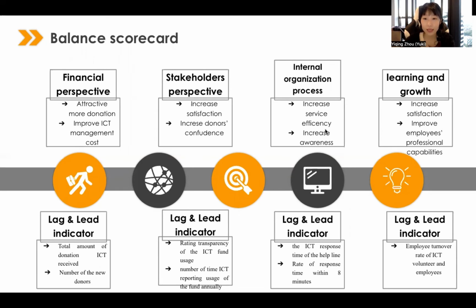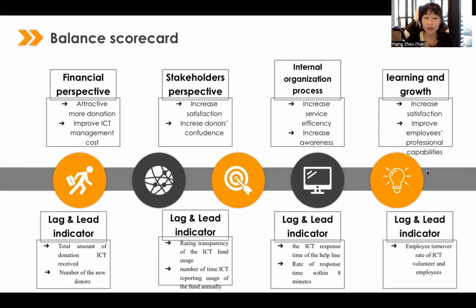From the internal organization process perspective, first is to improve the efficiency of ICT services, and strengthening internal organizational process will help increase customer satisfaction and awareness, and attract more donations. Another goal is to raise awareness of the Suwan Arana program. It needs public attention and financial support. Therefore, ICT needs to actively collaborate with the local government and social media partners.